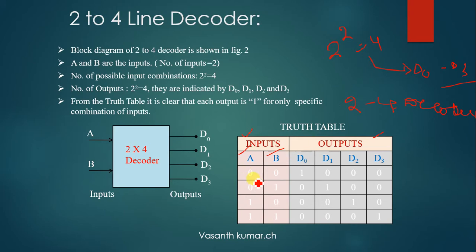Here we have the combination 0 0. We will get D0 as high, rest all will be 0. For 0 1, with a 1 bit shift, D1 will be high, rest all will be 0. Next 1 0, a 1 bit shift, rest all will be 0. Similarly for 1 1, the last significant bit D3 will be high. This is the combinational logic for your decoder.